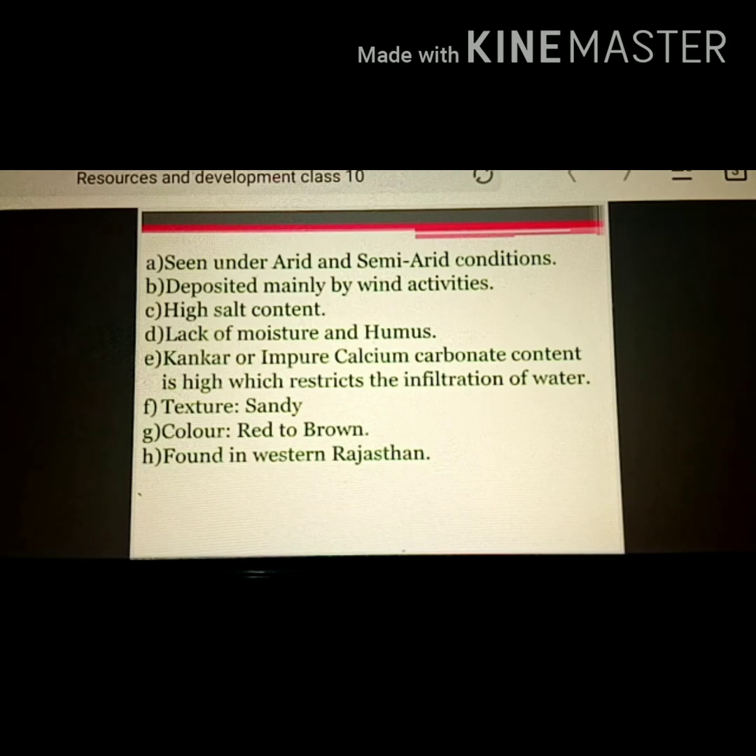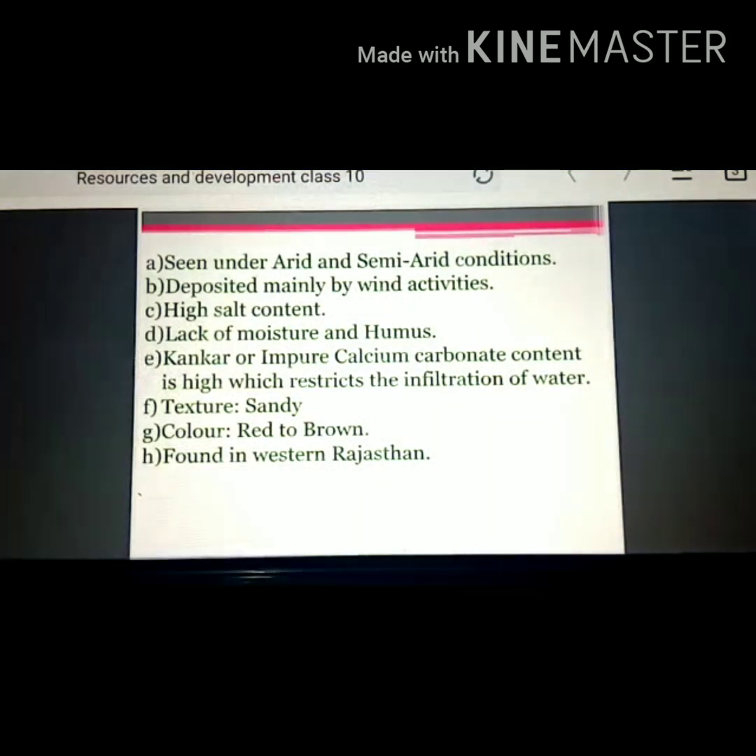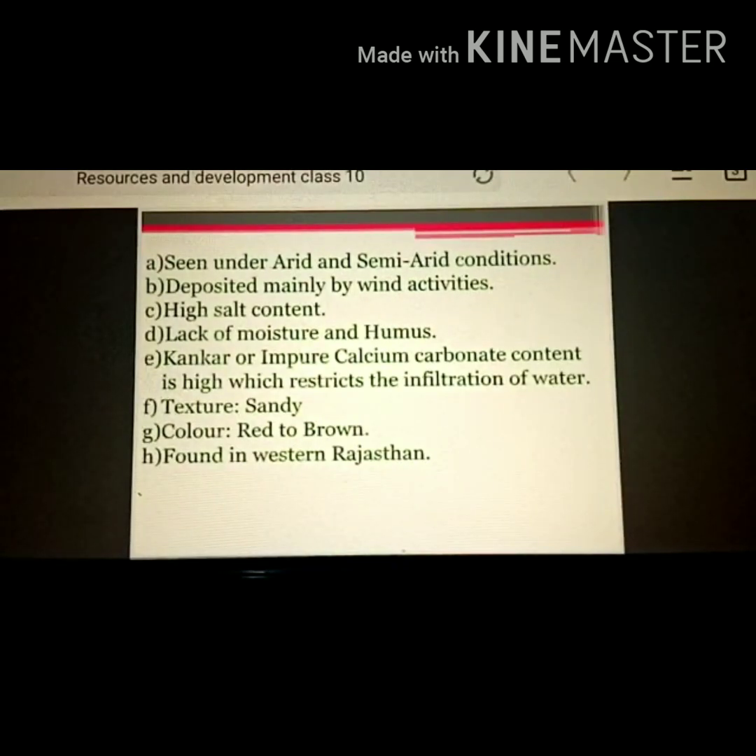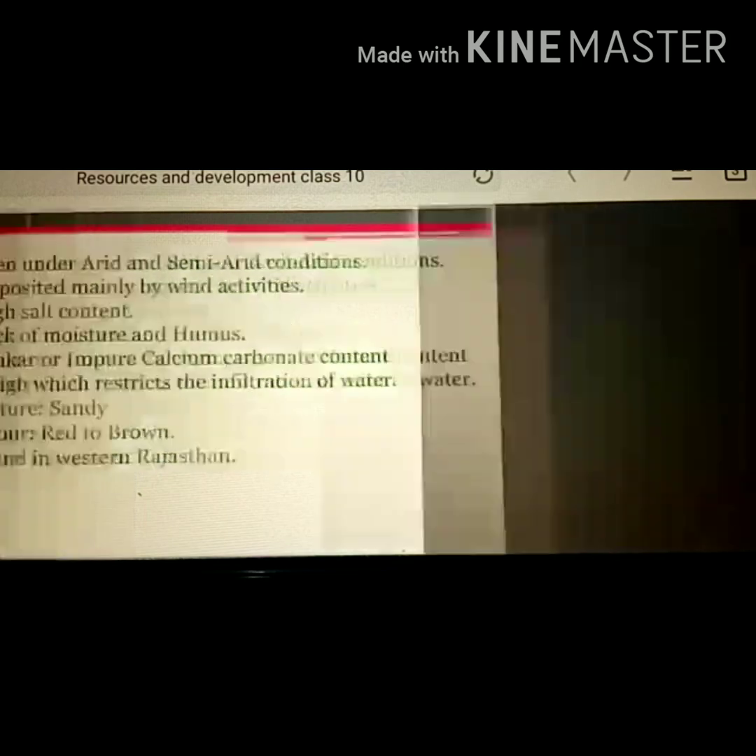Texture is sandy, red to brown color, and found in western Rajasthan, basically in Thar desert of our country. That is very dry region. In that region we can find this type of soil, which is not so fertile. Only babool, kikar, and thorny bushes can be found over there.